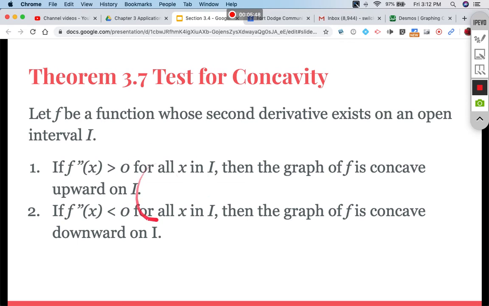So that's where this test for concavity comes from. We're looking at the second derivative. And again, where does the second derivative change from positive to negative? It's going to be where the second derivative is 0.